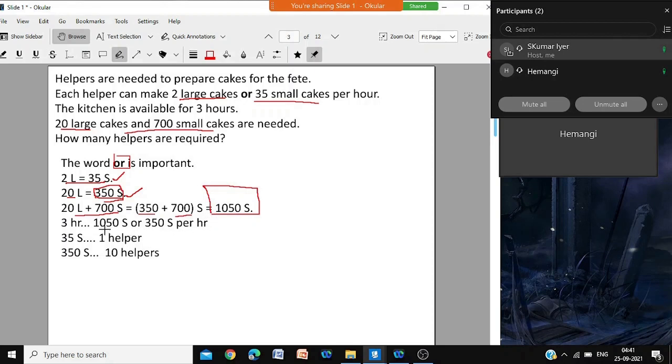Now these 1050 small cakes you have to make in 3 hours. The kitchen is open for only 3 hours. So in 3 hours you have to make 1050. That means in 1 hour you have to make 350 small cakes. And 35 small cakes requires 1 helper, each helper. So 35 small cakes, 1 helper. So 350 small cakes means 10 helpers. Got it, Betty? Yes, sir. Okay.